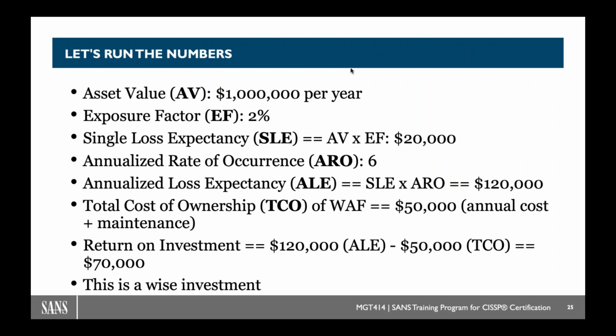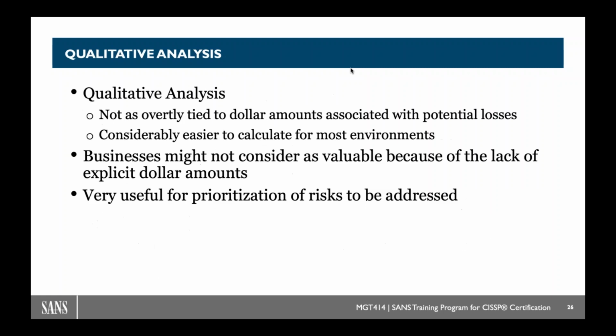So it turns out it's 50 grand a year of TCO. We're losing 120 grand a year. We're going to save 70 grand by buying this thing. That's a strong win right there. Any manager will be like, yes, let's do that, right?